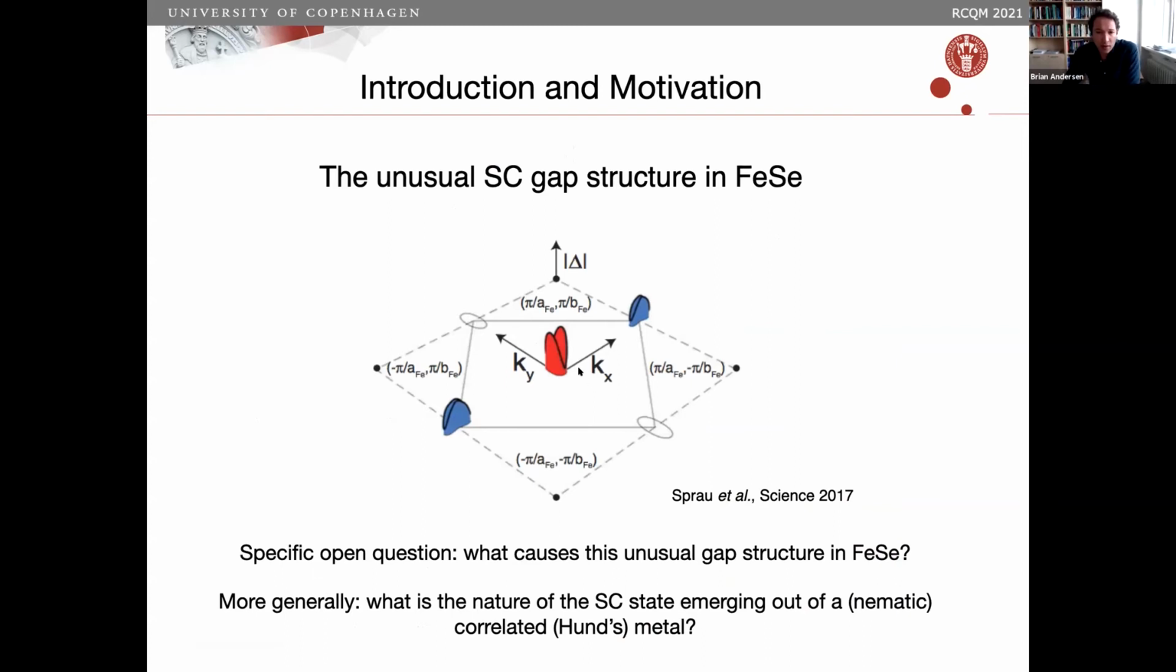The second large motivating aspect of studying this material is this very unusual superconducting gap structure. The pockets are very, very small. This is the hole pocket, and here's the electron pocket.